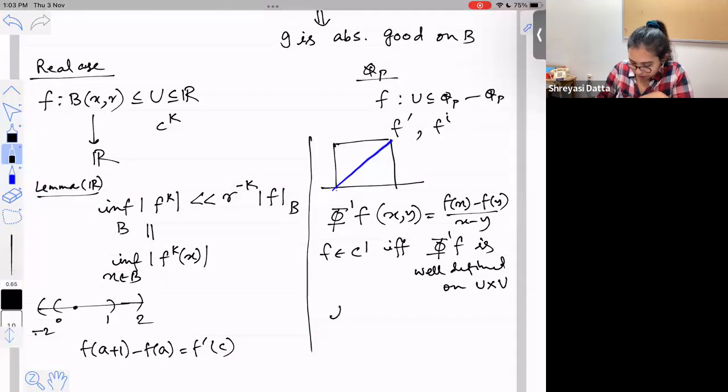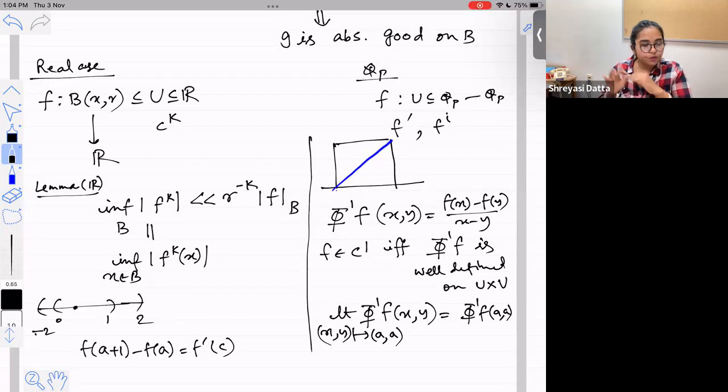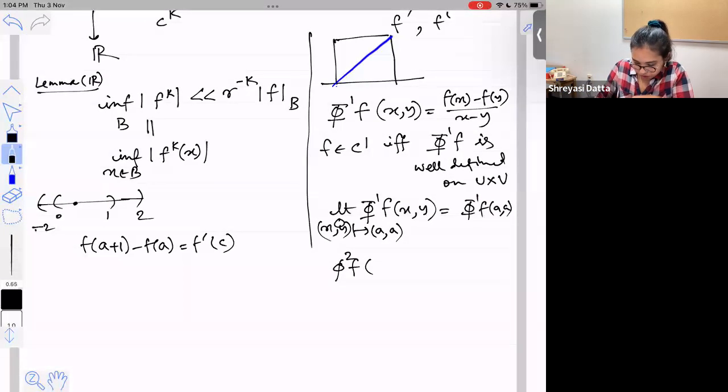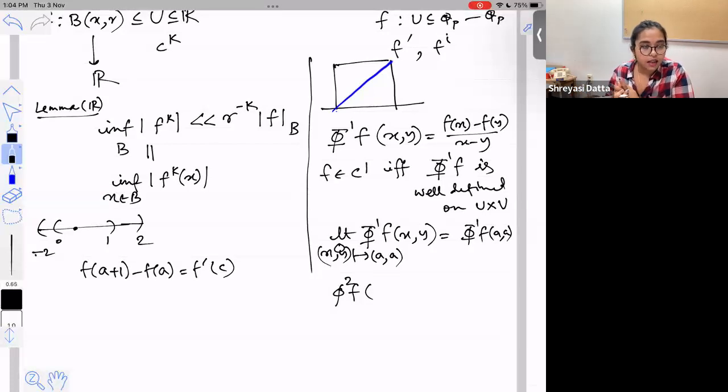That means the limit of phi1 f (x, y) is phi1 of f (a, a) as (x, y) goes to (a, a). I don't want to get into more details about this function. The point is that first you define phi1 of f. You started with a one-dimensional function, but phi1 of f is now a two-dimensional function. Then you define phi2, which will be on U cross U cross U, so from Q_p^3 to Q_p. And even if you impose the stronger condition on f, still it doesn't have the mean value theorem. So what we should probably do is just work with the definition of C^k maps.